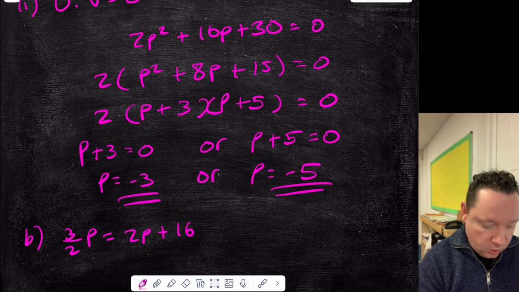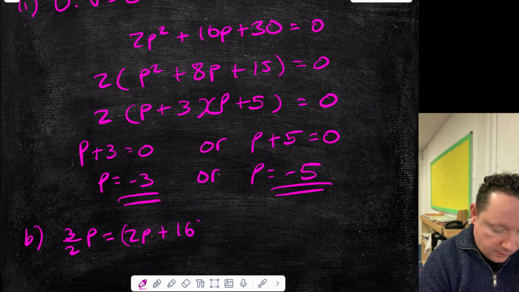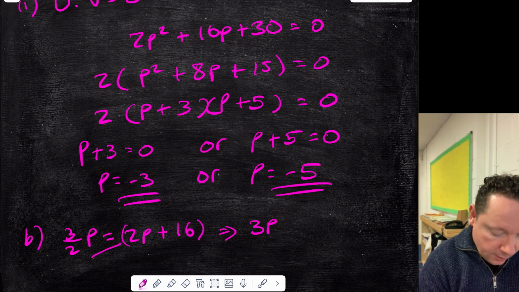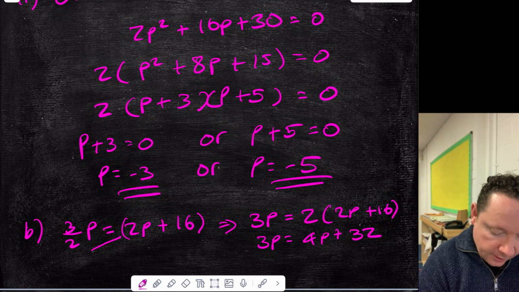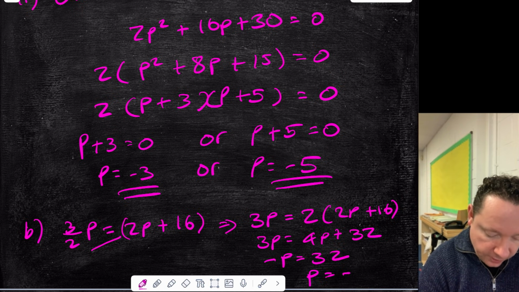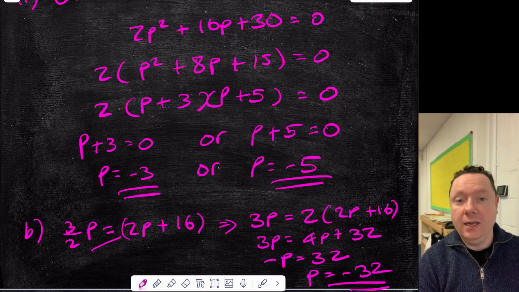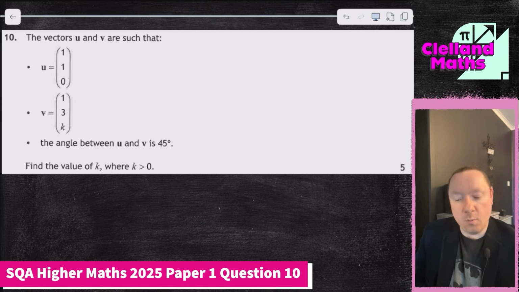So I've got that equation to solve. If I put brackets around that side, that means I can times by the bottom. So 3p is equal to 2 times (2p plus 16). 3p equals 4p plus 32. So taking it over to the other side, you would get minus p equals 32, or p equals minus 32. And we're done there.